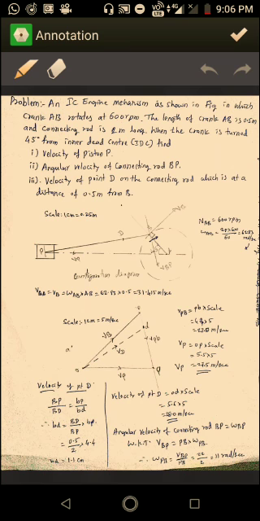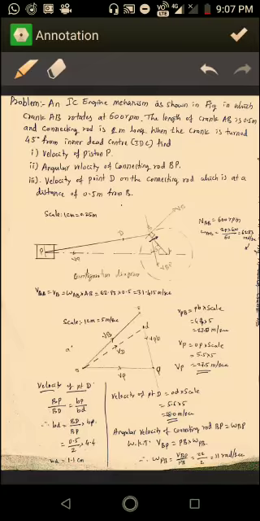Now we have to note down the given data. The length of the crank AB is equal to 0.5 meter and the length of the connecting rod BP is equal to 2 meter, and the crank makes an angle of 45 degrees with the inner dead center, and the crank rotates at 600 rpm in a clockwise direction. So these are the given data. First you have to note down this data and then draw the configuration diagram.